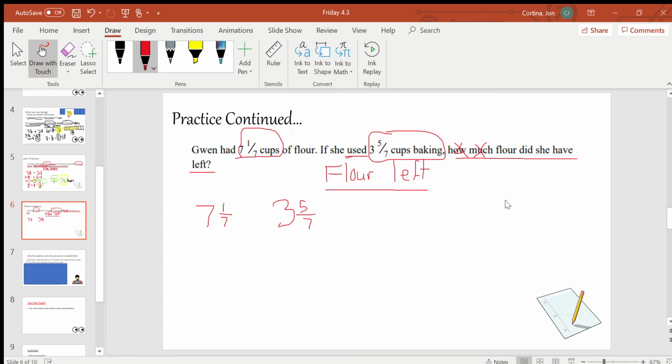So if you use something, that means it's going away and you're figuring out how much she has left. So you need to use what you know about the words they use in the problem to understand that this problem is asking us to subtract. Okay, now we need to go back and think about our skills for subtracting mixed numbers.